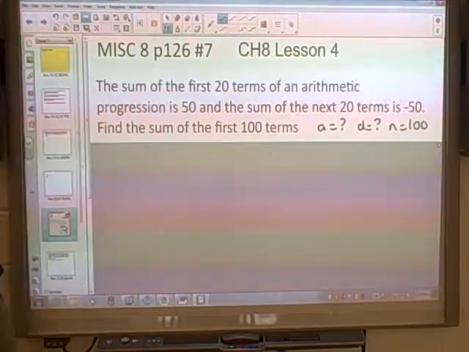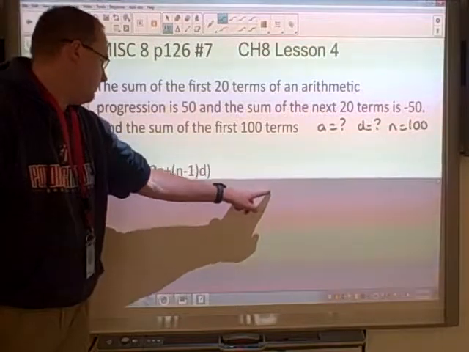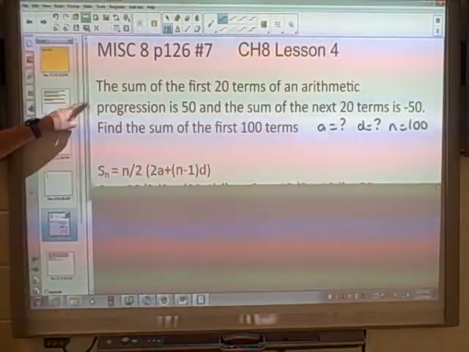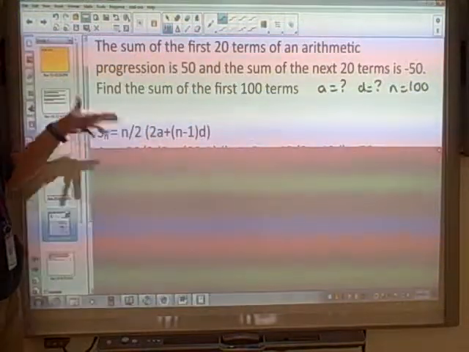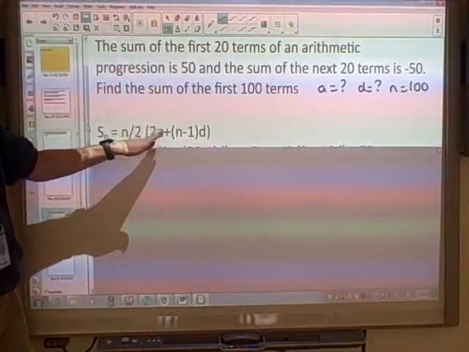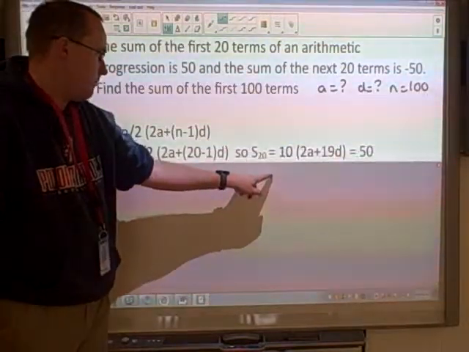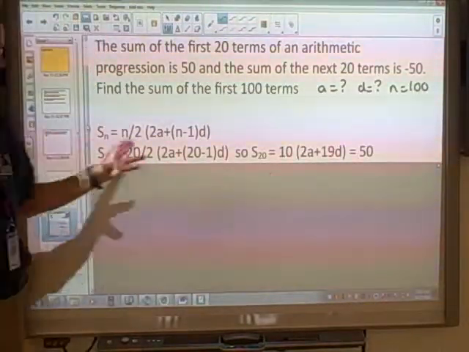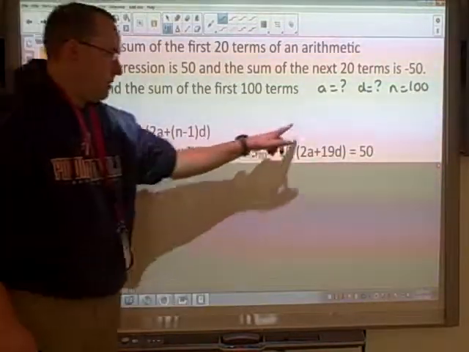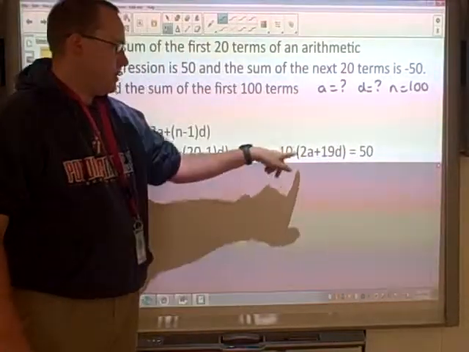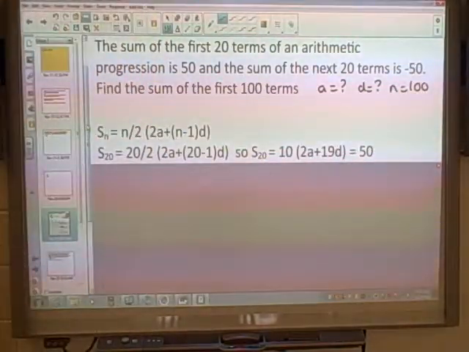Now, as it says sum, we can use the n over 2, 2a plus n minus 1 d formula, which we can see here. And then we can substitute in things that are relevant. For the first 20 terms, n would be 20, a I don't know, and d I don't know either. When we substitute those in, we get this expression here. Now we can also divide both sides by 10 and end up with 2a plus 19d equals 5, and we'll see that in a second.